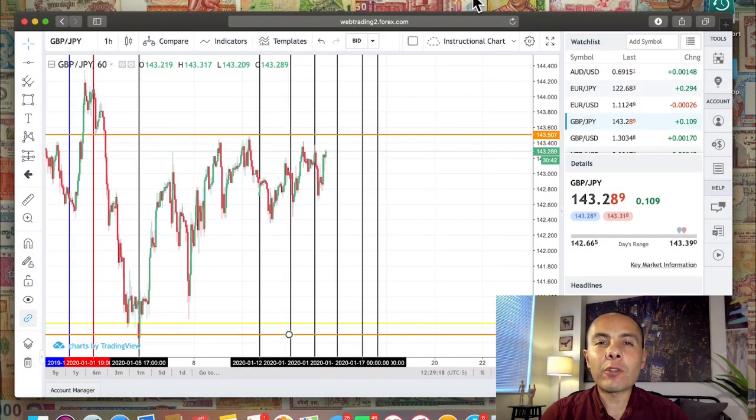To find the strongest levels of support and resistance in all of the charts, I will be using an exponential moving average with a setting of 200, also known as the EMA 200. So here we go.